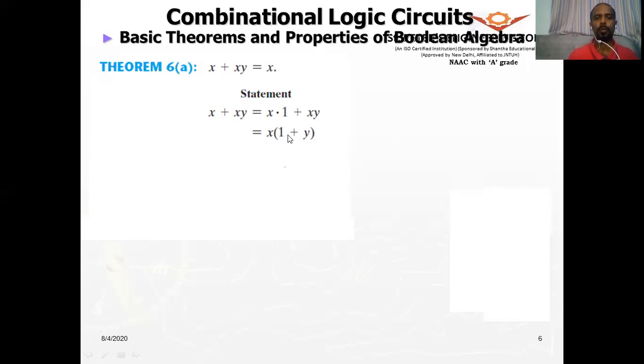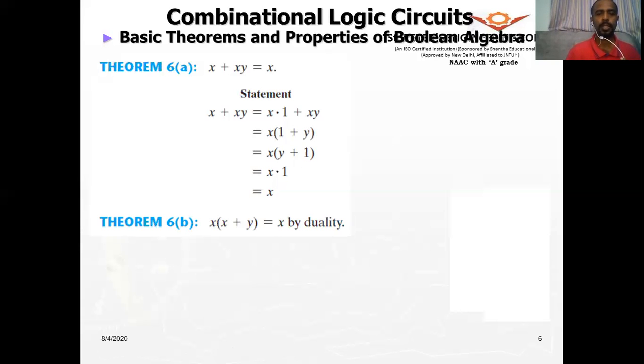And you know that when 1 is ORed with y, the result will be 1 itself. It doesn't depend upon y. So therefore, we get x and 1, and that will be equal to x. So therefore, the absorption property x OR xy is equal to x. So y is absorbed. So let us extend this to the AND operation. So x ANDed with x or y is equal to x. So this is by duality. We can prove this.